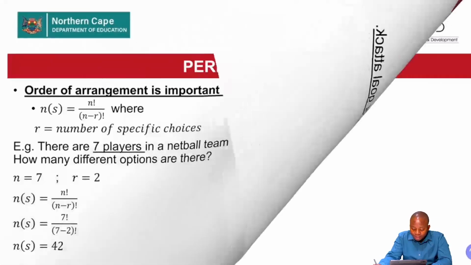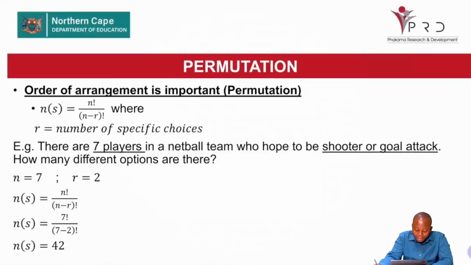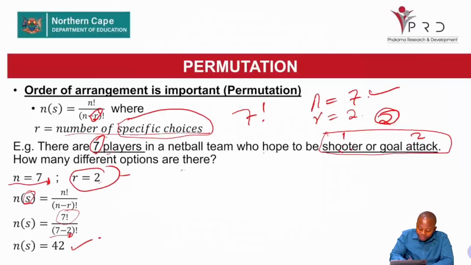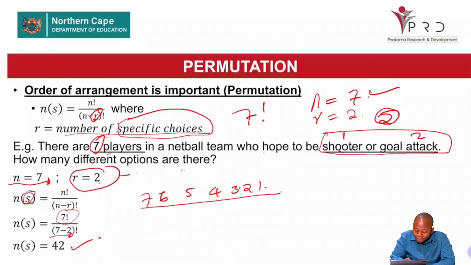Let me just go back there and explain what we are doing in this case. When you have 7 factorial there, 7 factorial is 7, 6, 5, 4, 3, 2, 1, all over. Remember, from this 7, we're only looking for these 2, a shooter or a goal attack.